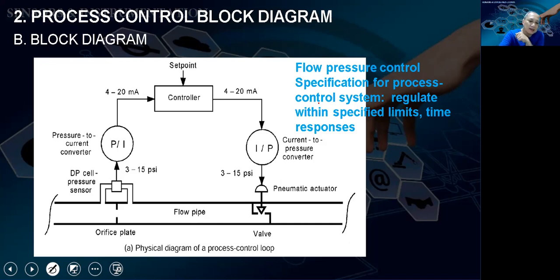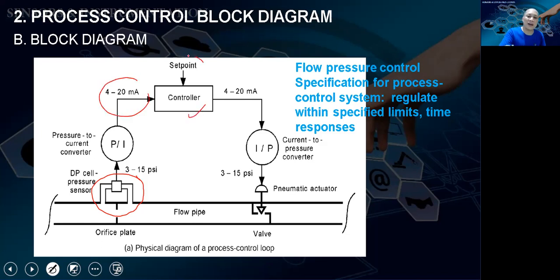Now, if you see here on the left, here is the instrumentation to measure the pressure. So this is a pressure sensor. P/I means pressure to current. The pressure is 3 to 15 pounds per square inch. This is the range: maybe the smallest pressure is 3 and the highest is 15 psi. And then the sensor, or the transducer I would say, will change that pressure into current, 4 to 20 milliamps. This is the controller.